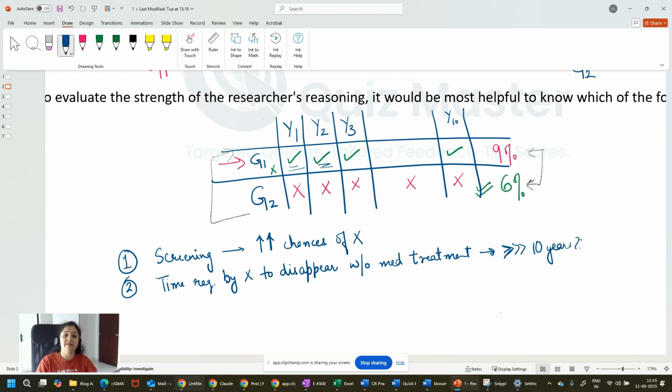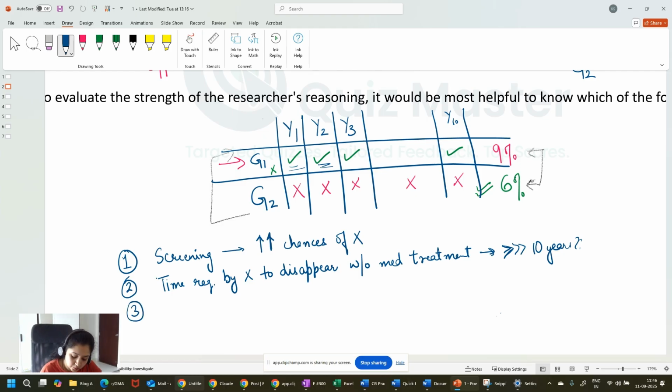Right. Basically, we are trying to question the logic that someone who got disease X during these 10 years could have recovered from it without medical treatment. That duration was enough, right? So, if this duration is not enough, then also we can question the researcher's conclusion. Then it is not very reliable to say that it must have disappeared if it is not possible for the disease to disappear within 10 years.